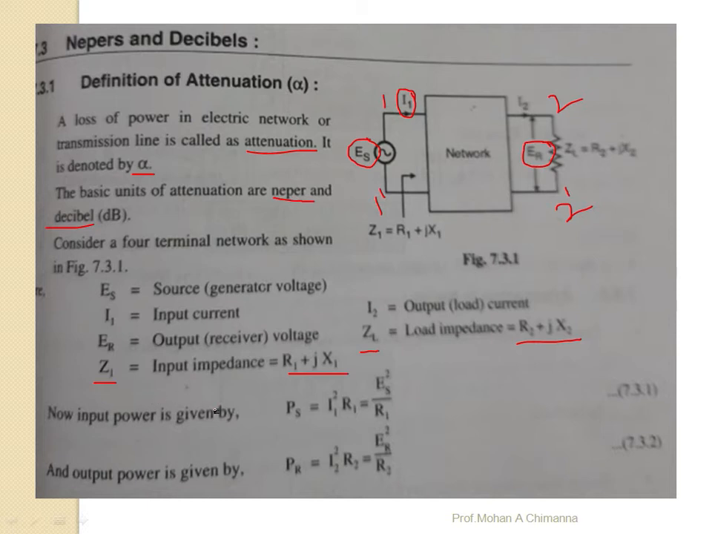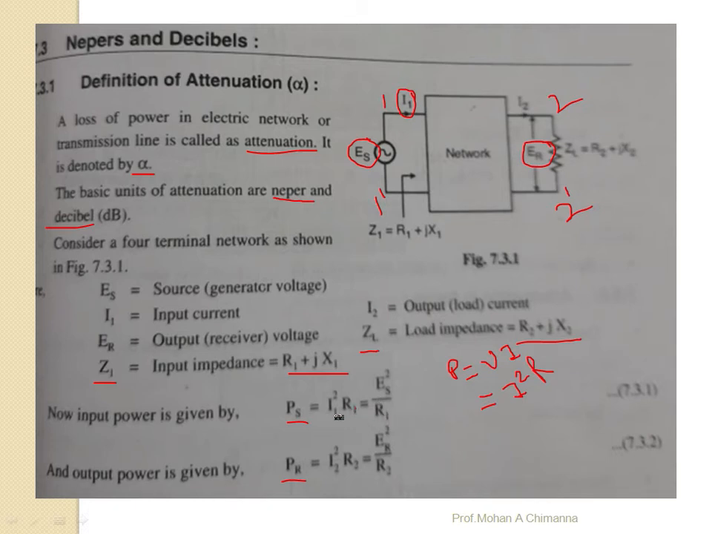Now there are two powers we have to calculate. Generally the equation of power P is equal to V into I, and it is also equal to I squared into R. With reference to this block diagram, the input power PS and the output power PR: due to the source voltage and source current, the power is I squared R1, which is equal to ES squared upon R1.